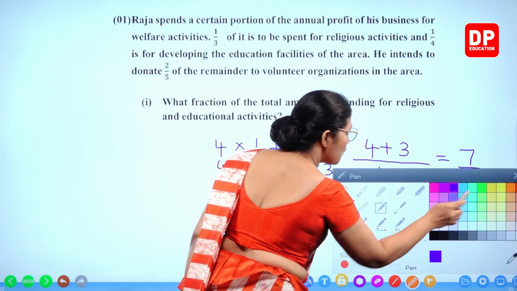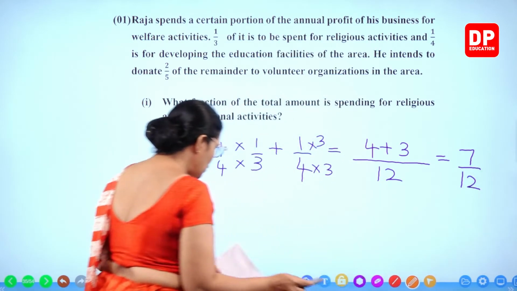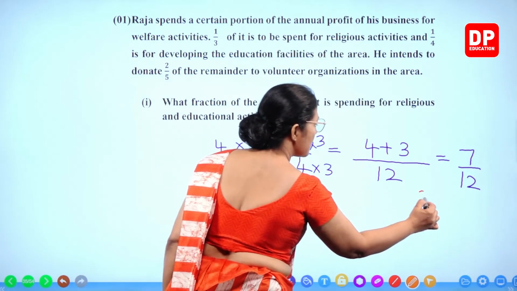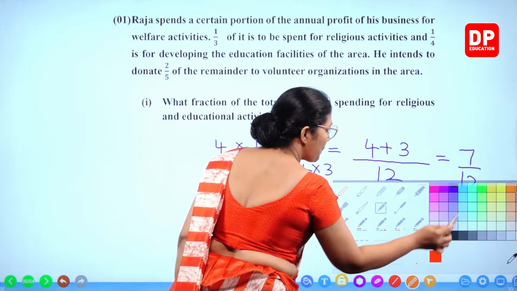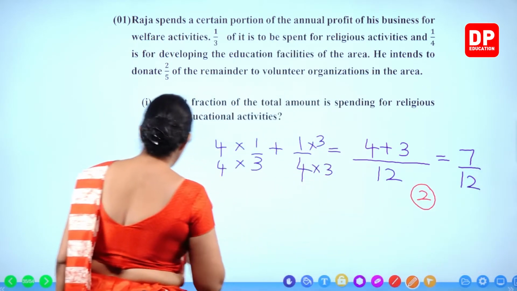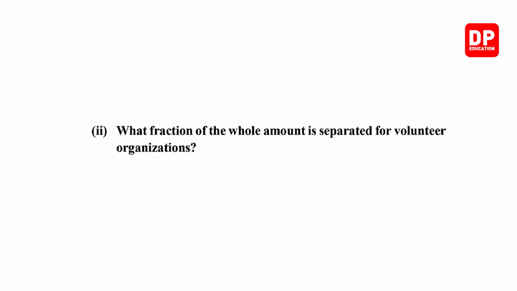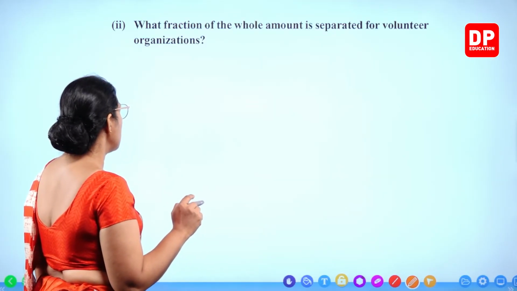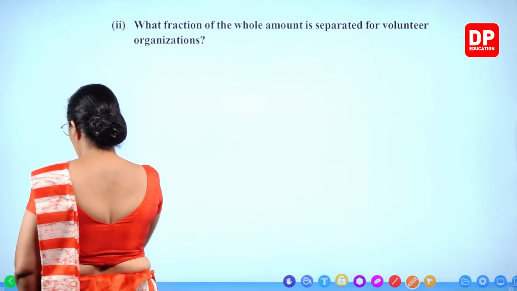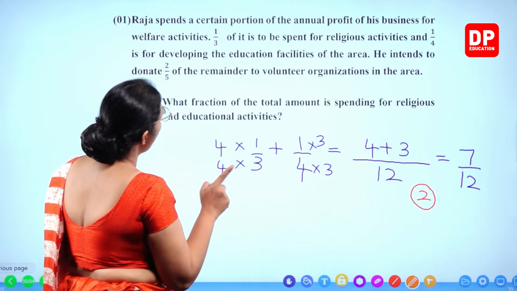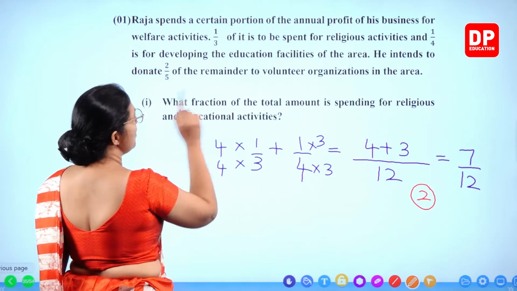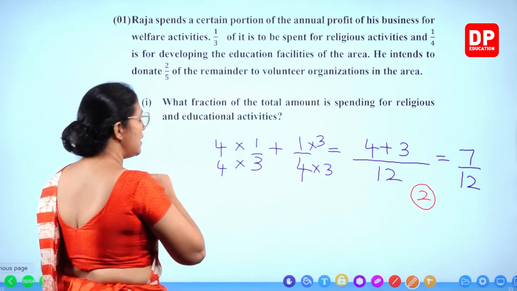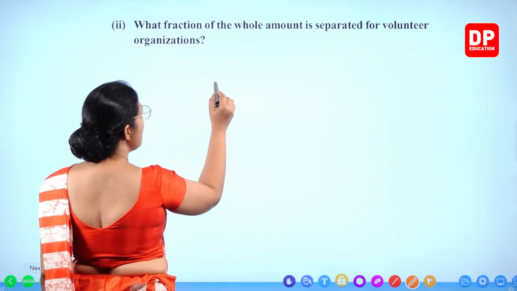So how many marks for that part? You are getting 7/12, 2 marks. The next one. What fraction of the whole amount is separated for volunteer organizations? It says 2/5 of the remainder. 7/12 is used. So what is the remaining amount?